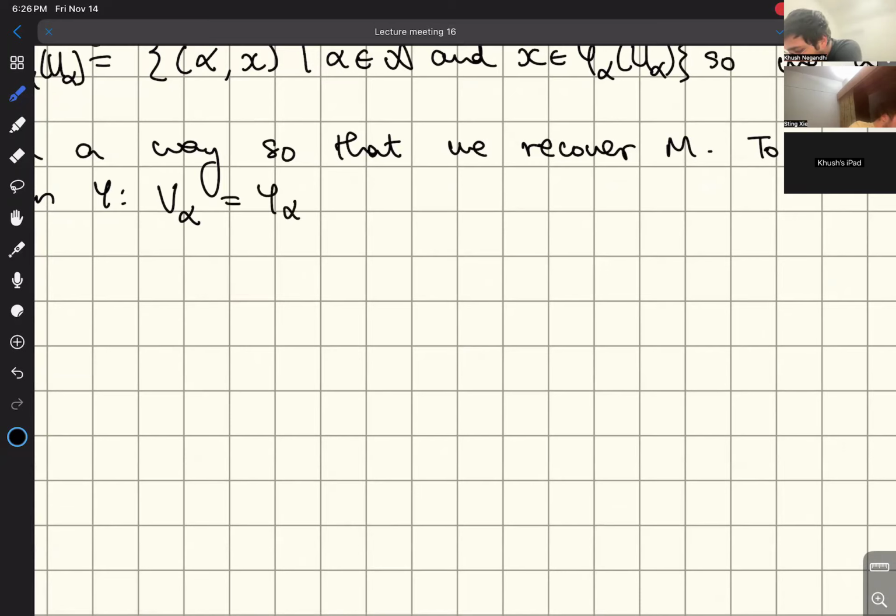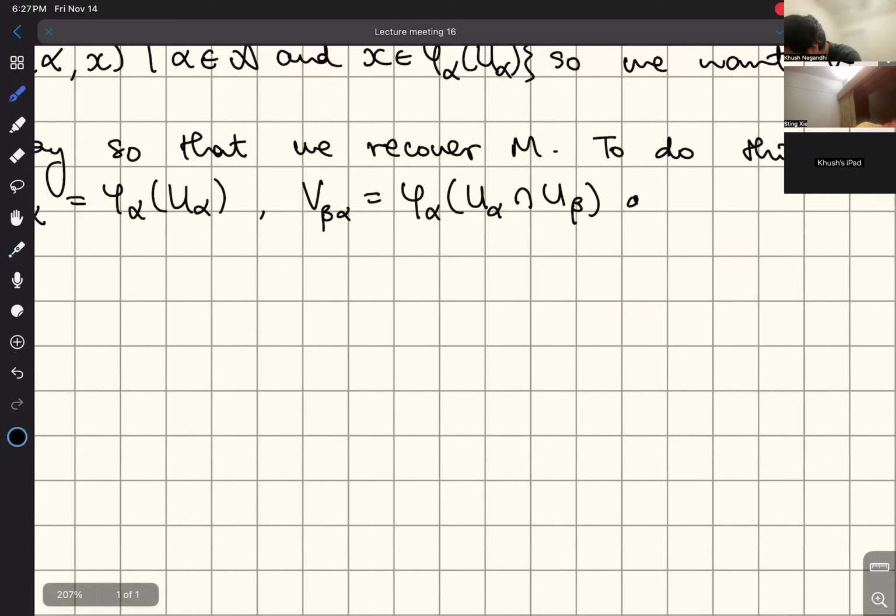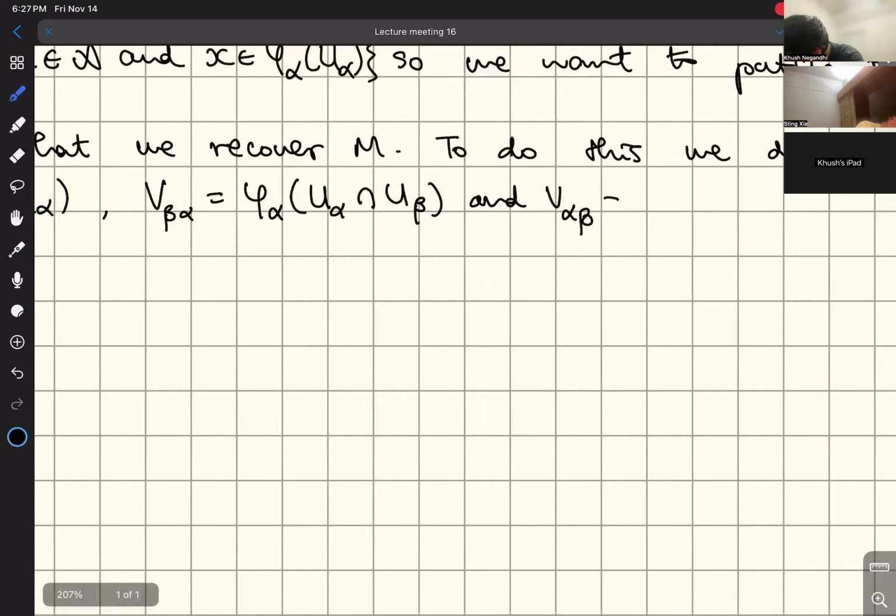So with that out of the way, for notation's sake, we're going to say V alpha is equal to these subsets, phi alpha of U alpha. Then we'll define V beta alpha to be phi alpha of U alpha intersect U beta. Just so that we don't get confused later on, I'm also going to define V alpha beta, just so that we're more happy with this definition: phi beta of U beta intersect U alpha.